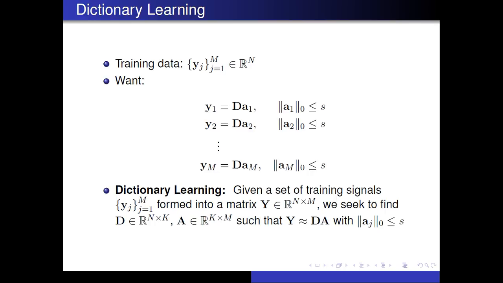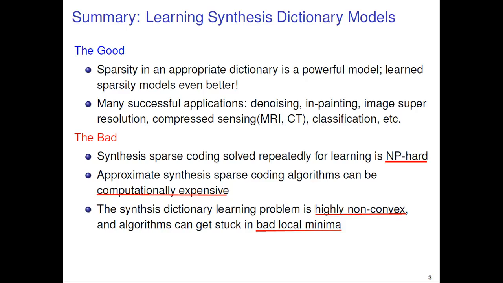So there are various algorithms, various heuristics, so to speak, and they sort of work, but they can get stuck in local minima depending on where you initialize. Okay. So in summary, the good thing about synthesis dictionaries is that they give you sparse models and you can learn, so that's good. There are many successful applications. If you look in the literature on dictionary learning, you'll find many interesting applications: denoising, inpainting, image super resolution, compressed sensing, classification, and so on. So it's a very useful strategy. The trouble is the cost, because you're approximating an NP hard problem, and the fact you can get stuck in local minima.